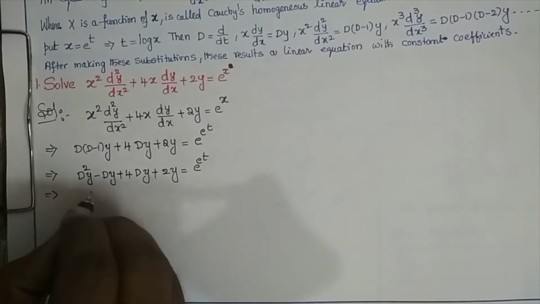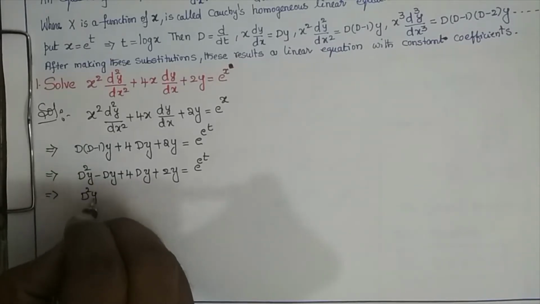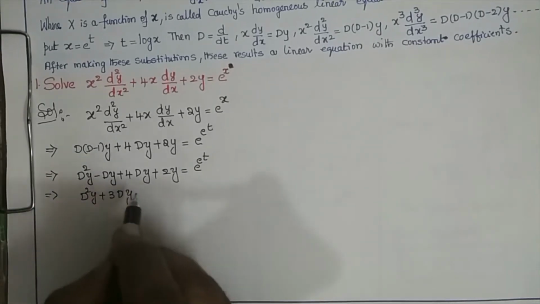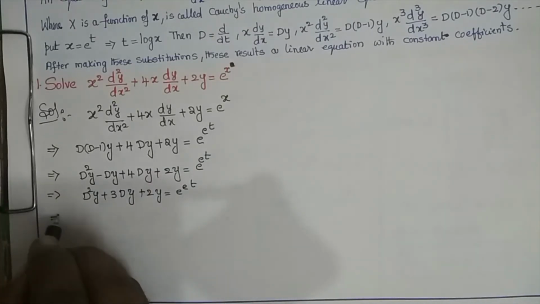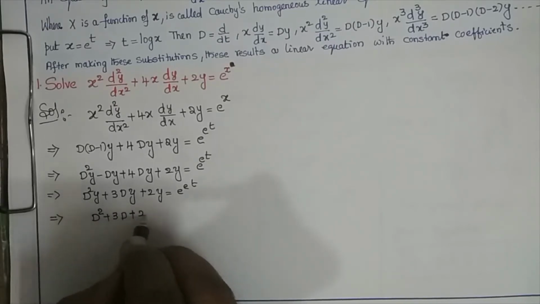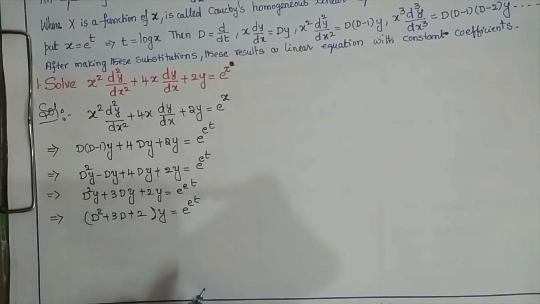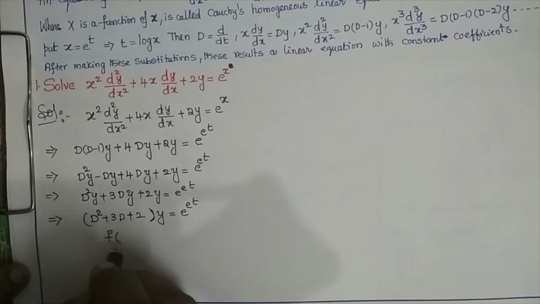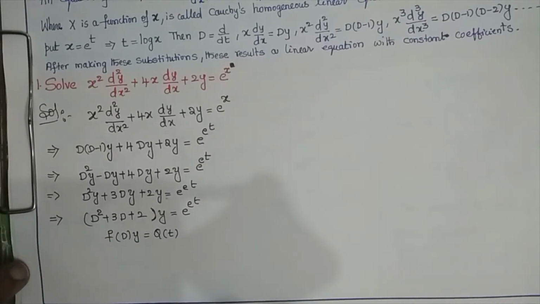The final one is Dy - Dy + 4Dy, this is equal to D^2y + 3Dy + 2y = e^t, and the symbolic form of this one is (D^2 + 3D + 2)y = e^t, which is a linear differential equation with constant coefficients, in the form of f(D)y = some Q(t). Now we are going to solve this question.